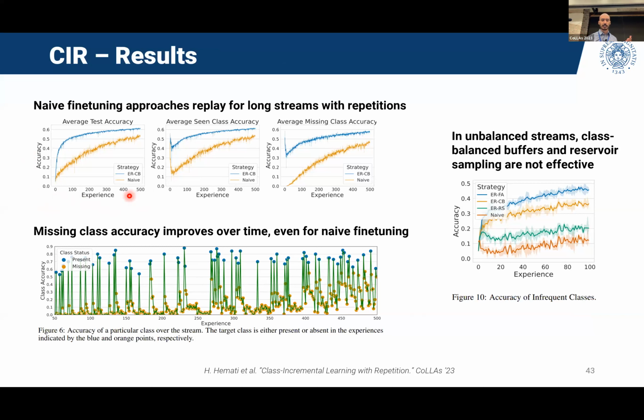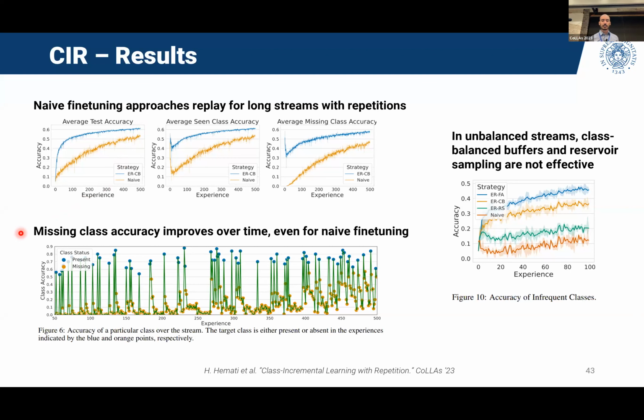So what you can see here is that the naive baseline, so the one without replay, is approaching over time the accuracy of the replay baseline. So of course, the replay baseline is faster to converge, but overall, the gap between the two is getting smaller and smaller over time. So natural repetition, in some sense, diminishes the motivation for using replay.